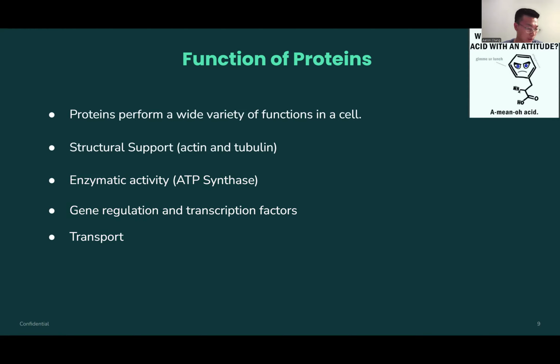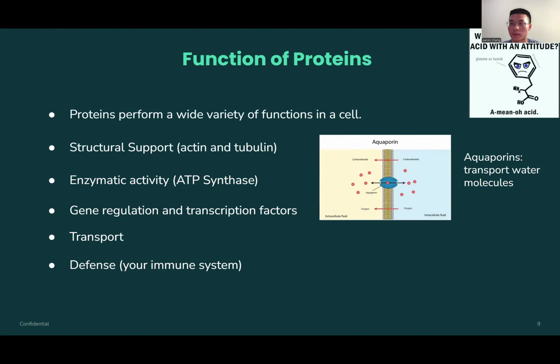And it's also responsible for transport and defense, such as your immune system. So we can see from this aquaporin here, it is transport. It transports water molecules, and those are proteins that channel across. They help water molecules get through the cell membrane because the cell membrane, as I said before, is made up of phospholipids and is non-polar. Water is polar, so it can't get through, but proteins like aquaporins can help do that.